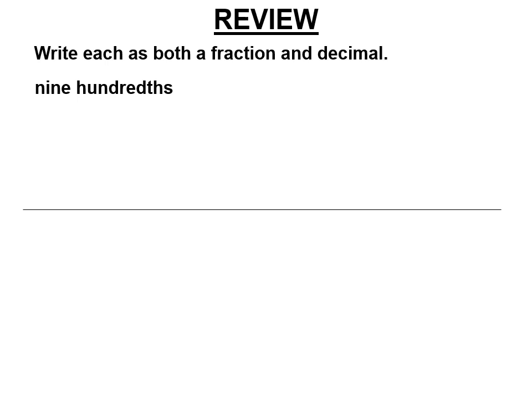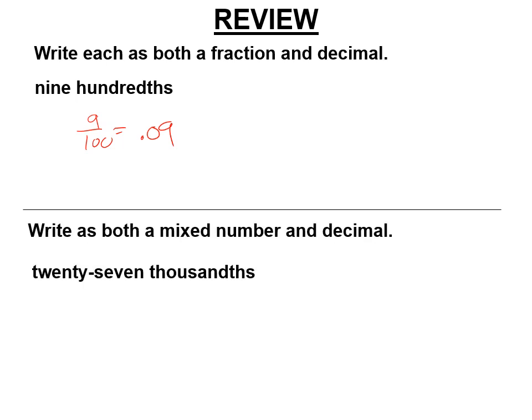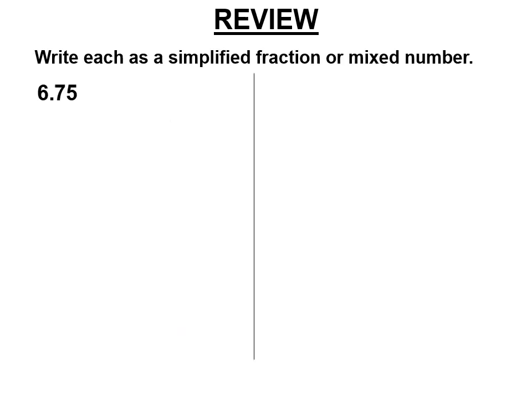So 9 hundredths as a fraction is that. As a decimal, it's that. 27 thousandths is that as a fraction, and that as a decimal. Right, each is a simplified fraction or a mixed number.